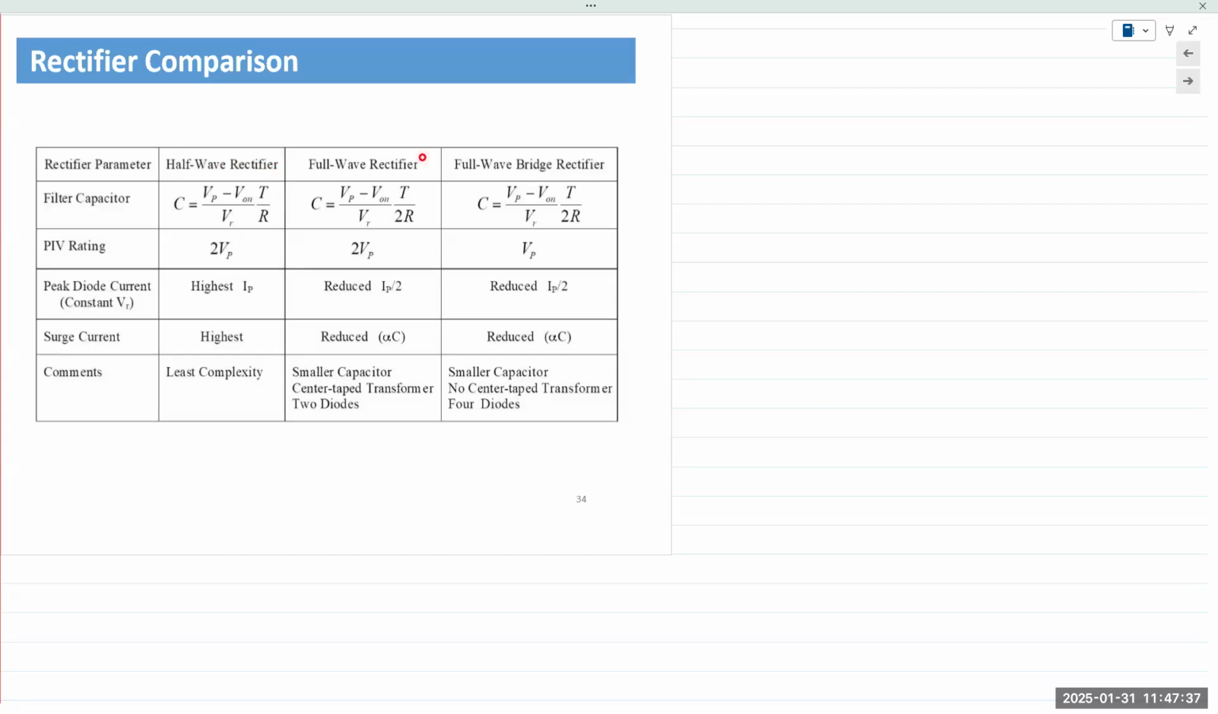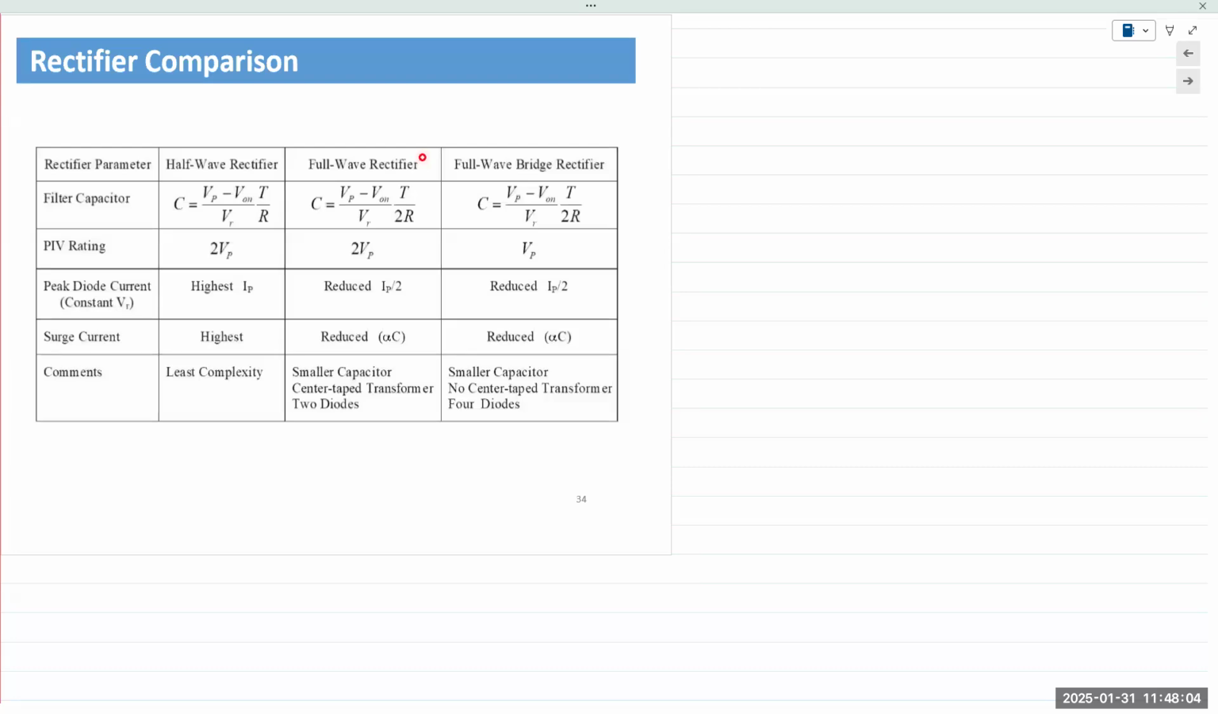Peak inverse voltage is how much voltage the diode needs to accept without breaking down in reverse bias. Every single negative half cycle, the diode will be reverse biased, and in that reverse bias we need to ensure that the diode is capable of handling that voltage. For the most part, it's not a problem.